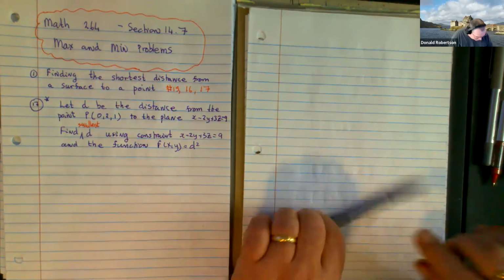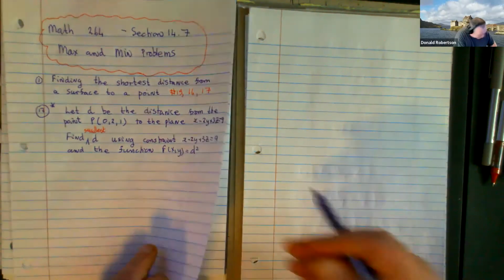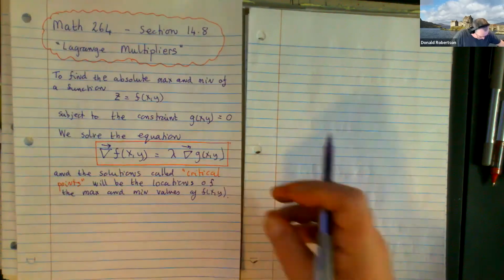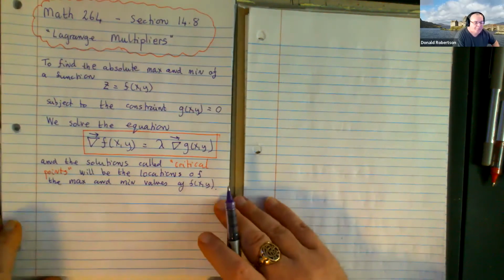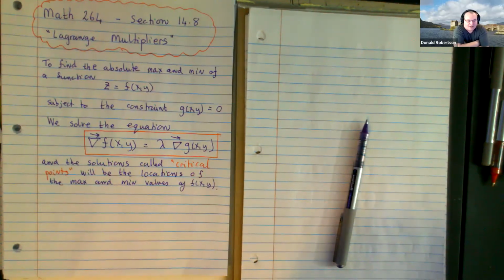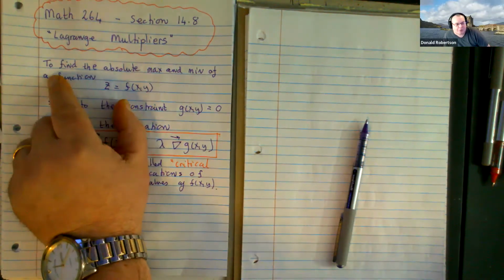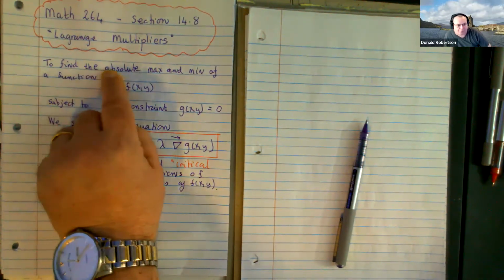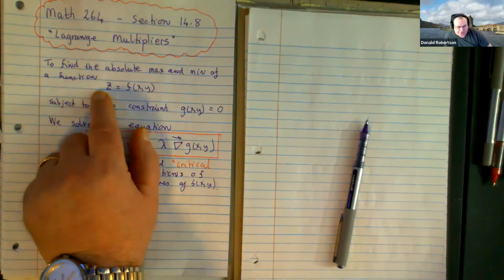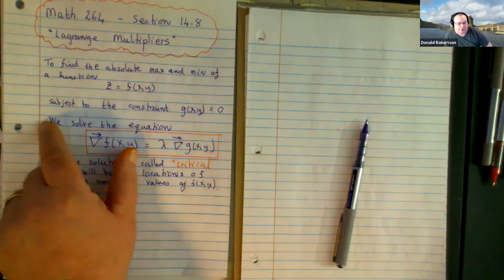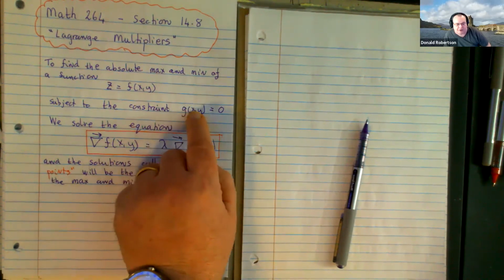Now, we're moving on to our next section, Lagrange multipliers. Here we are. And it's the same questions that we've been doing, but a totally different approach. When you see the math here, you're going to say, well, that doesn't look much like what we've done, and you're right, it doesn't. Suppose you want to find the absolute max and min of a function, z equals f of xy, subject to some constraint, g of xy equals 0.